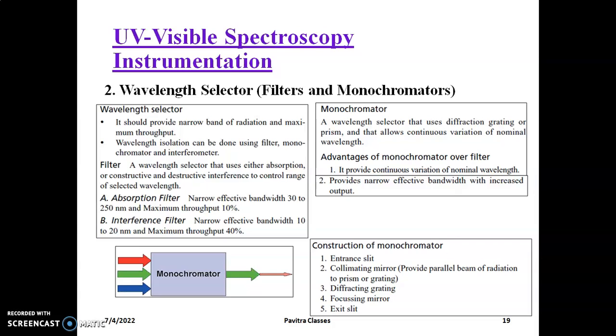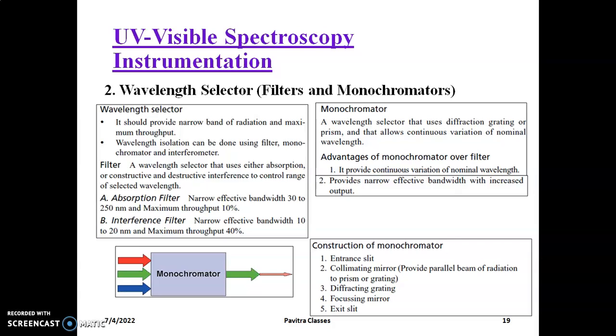Two types of filters are there: absorption filters and interference filters. Absorption filters are usually used in the 30 to 250 nanometer range, and the maximum throughput is 10%. In interference filters, a bandwidth of 10 to 20 nanometers, or even less, can be obtained, and the maximum throughput is 40%. But monochromators give better resolution and better stability of the light compared to filters.